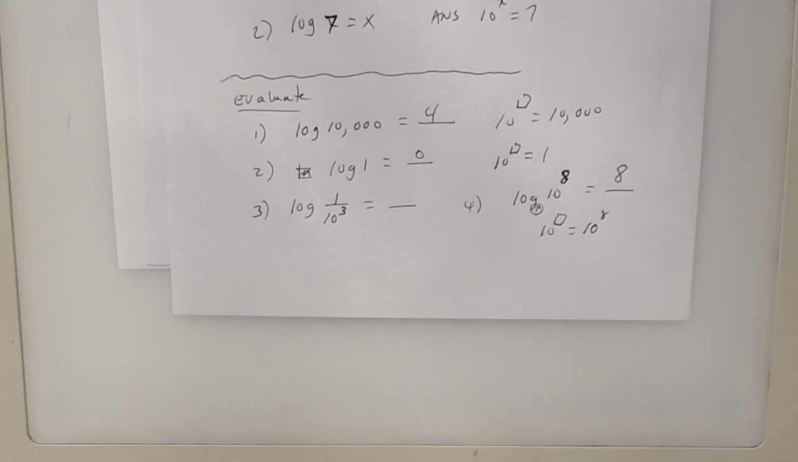So let's look at this number 3 now. It doesn't quite look like number 4. Because in number 4, I have 10 to the 8th. But in number 3, I have what? What do you see? 1 over 10 to the third. That's what you see. But you know enough information based on your previous courses and what we've done in here to know that I can rewrite 1 over 10 to the third to something that looks like this. You know how to do that?